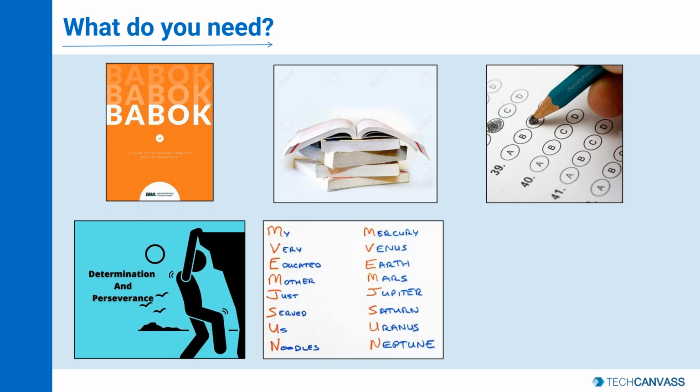You would need mnemonics, like an example of the planetary names. "My very educated mother just served us noodles" is a mnemonic to remember the planet names. There is a lot of memorization when it comes to BABOK or CBAP. You have to remember multiple techniques, their outputs, inputs, etc. So you will need mnemonics, tips, and other tricks, whatever helps you remember. That is something that you would need.